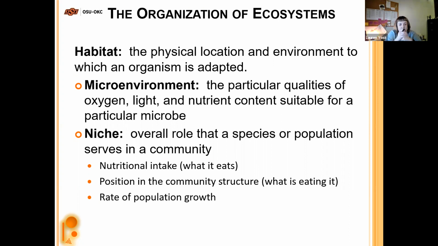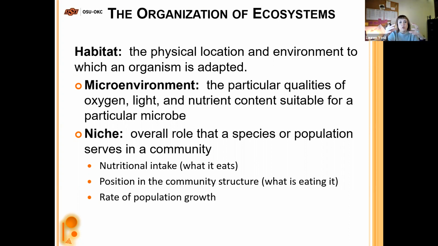And a niche is an overall role that the species plays in the community. So everything has a role. It has some sort of way that it works in with all the other organisms that's allowing it to subsist there. Because there is stuff to provide energy, and it's probably providing energy to something else. How is that working out in that system?